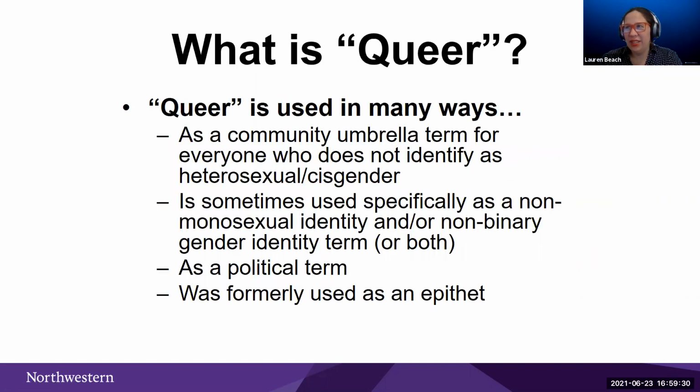So with queer, it's a word that's used in many ways. It can be used as a community umbrella term for everyone who's not cishet, or heterosexual and cisgender, a longer way to say that. It's sometimes also specifically used, increasingly, as a term to mean multi-gender attracted people, or it's used to describe genders that are non-binary, sometimes both.